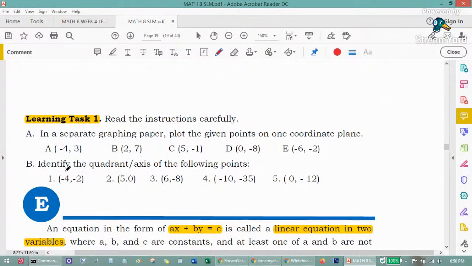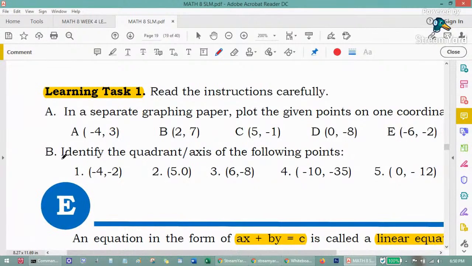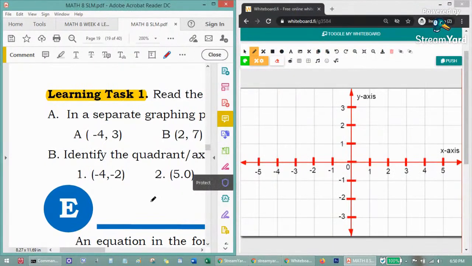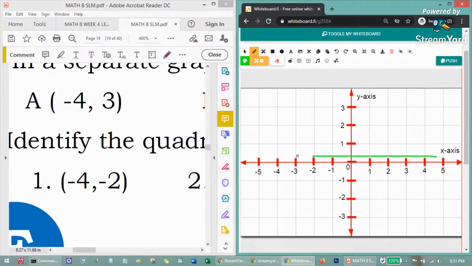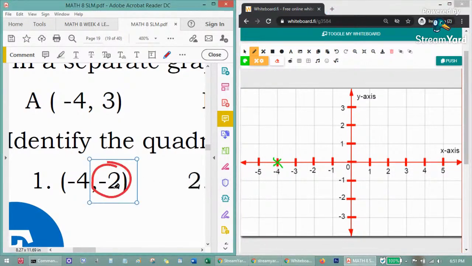So, let's continue. So, letter B, pinapa-identify sa atin a quadrant of the following points. Okay? Anong quadrant daw? So, the first point is x is -4, y is -2. So, nasaan ang x is -4? So, dito sa x-axis, dito sa pahiga na to, ang -4, itong -4, and then y is -2.